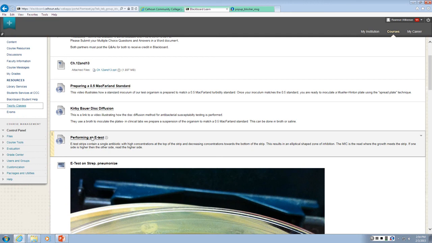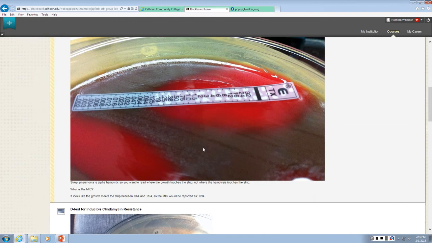I also got a video on the E-test, how to perform that, very similar to a disc diffusion. It's just you're putting a strip on the plate instead of a disc. Here's a picture of a strep pneumo that we use to test with the E-test. And ideally, you don't want all these bubbles. You want to get those out. It should look like this when you put your strip down.